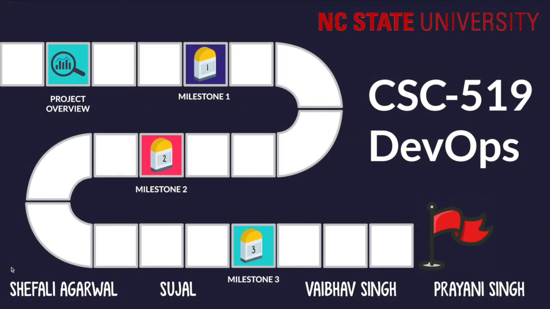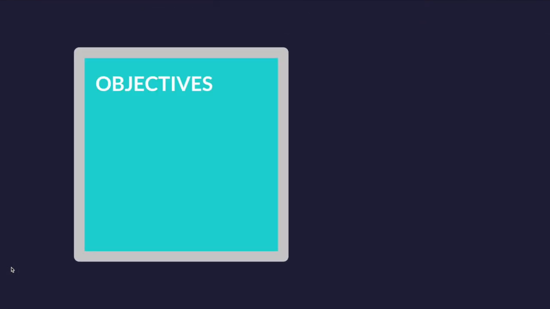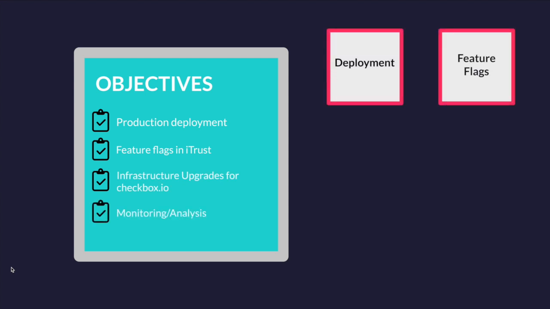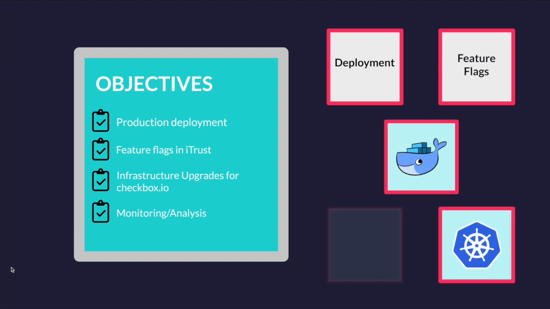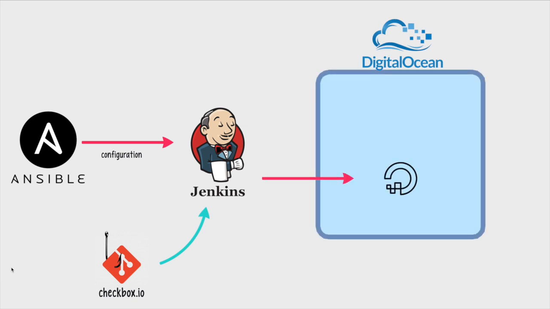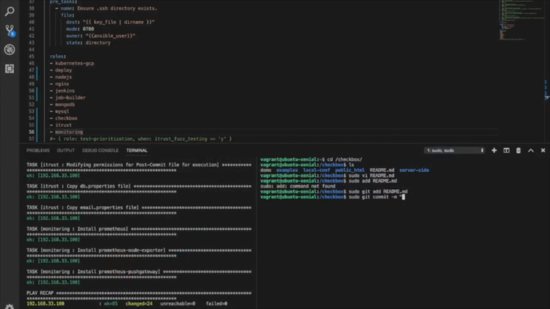For milestone 3, we deployed our applications on production servers, set up feature flags in iTrust, implemented infrastructure upgrades for our Checkbox, and also monitored them under load. For Checkbox, our Git hook will trigger a build job on Jenkins, which will basically spawn a droplet on DigitalOcean acting as a production server.